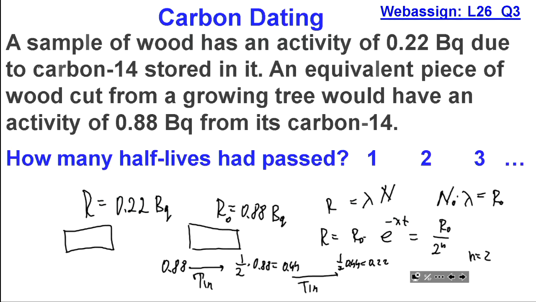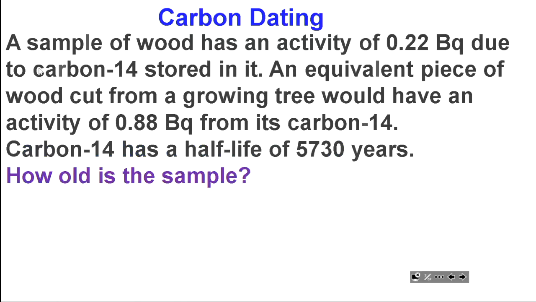And naturally, we could solve it from the equation. We have to do 2 to the nth is equal to 0.88 over 0.22, which is 4, which is 2 squared. So, of course, algebra and just common sense agree with each other. So we have to wait 2 half-lives. But we know that each half-life for carbon-14 is about 5,730 years. So how old is the sample? Well, it is 2 half-lives old. That's it.